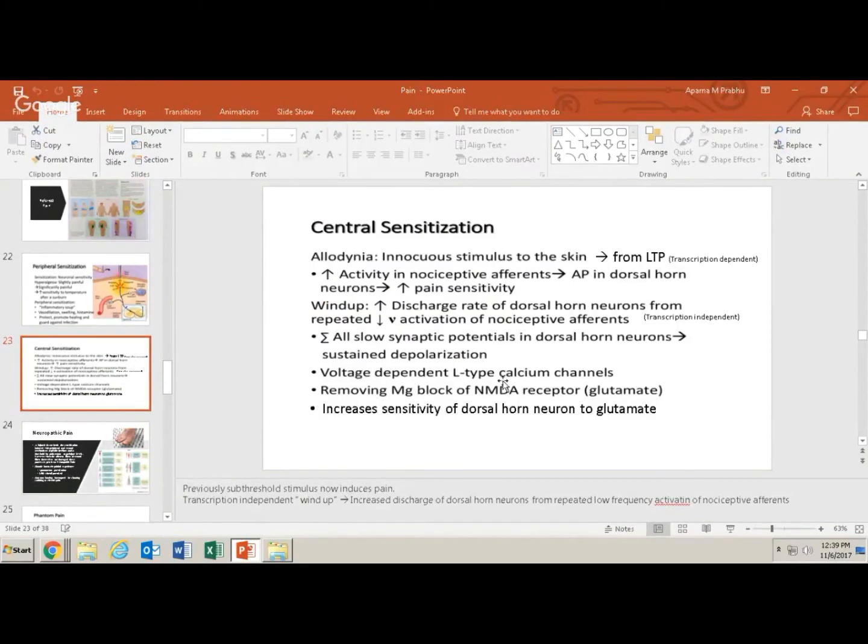Removing the magnesium block of the NMDA receptor is supposed to result in the wind-up phenomenon. Wind-up, like I said, is the increased discharge of the dorsal horn from repeated low-frequency activation of the nociceptive afferents. It's a summation of slow synaptic potentials in the dorsal horn that results in a sustained depolarization. It's dependent on the voltage-dependent L-type calcium channels and removing the magnesium. You know that magnesium blocks the NMDA receptor, so when you remove that, it results in glutamate receptor activation. NMDA is a type of glutamate receptor. So that's what results in the wind-up phenomenon.